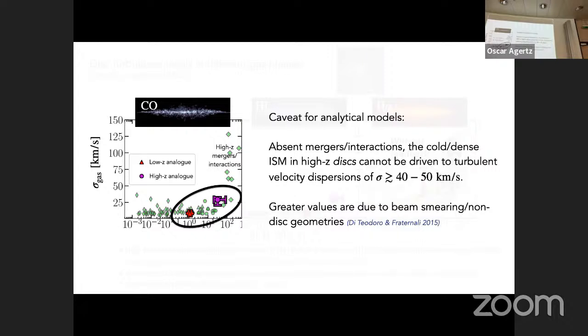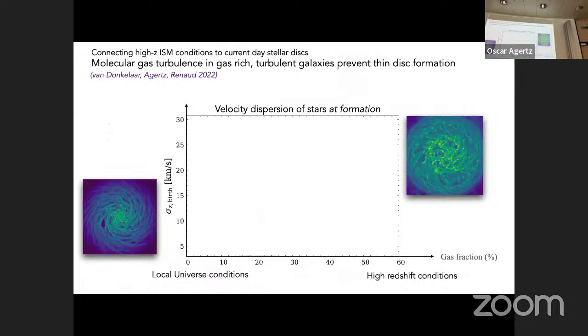But this is still a significant amount of turbulence compared to the local universe galaxies. You can actually get to many tens of kilometers per second. And this brings me to your workflow, and this connects to the Milky Way science, which I will get to in a few minutes. So if I now plot the birth velocity dispersions of stars on the y-axis, so what are these stellar populations that are born out of this turbulent medium, versus the gas fraction. High redshift conditions are on the right, local universe conditions on the left, okay.